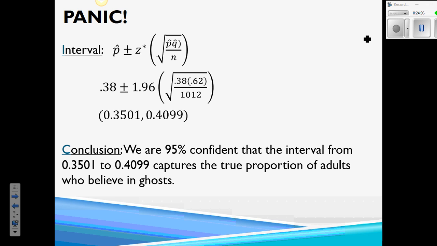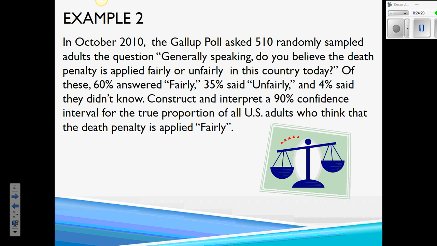Panic every time. You have to do panic every single time that you see the words construct and interpret a blank percent confidence interval. Okay? And panic is a short one. Oh, you haven't seen long yet, my friend. You have not seen long yet. These are the baby ones. Okay. All right. You guys see example 2 on your notes?